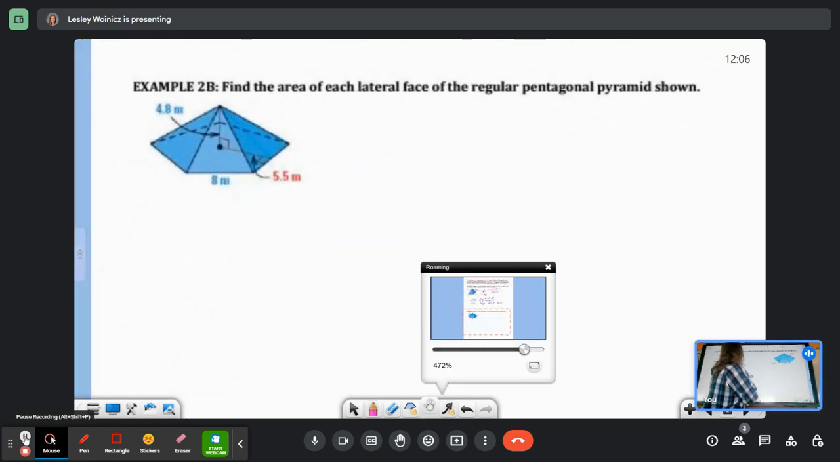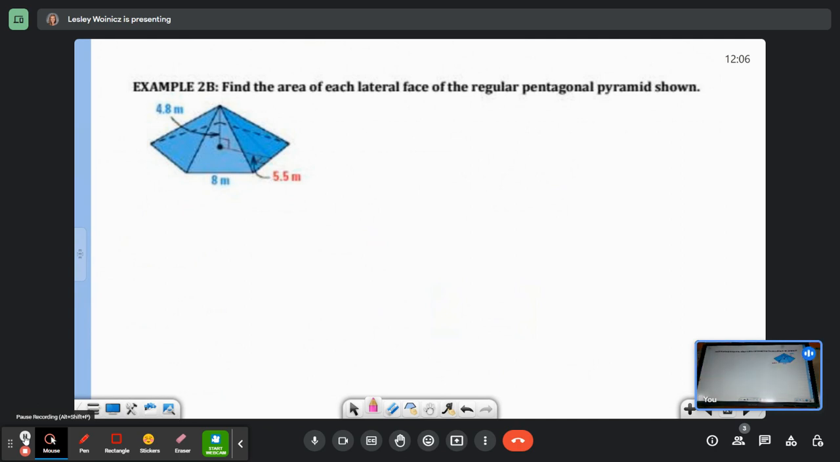Cool. Let's do this one. All right, we're looking for the area of a lateral face. And we know that this is a regular pentagonal pyramid. We're basically going to be doing the same thing. So I want you to find the little triangle that's sitting inside this regular pentagonal pyramid. I'm going to redraw that little triangle here. Okay. Here's my right angle.